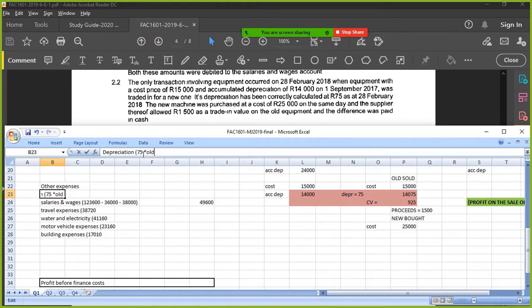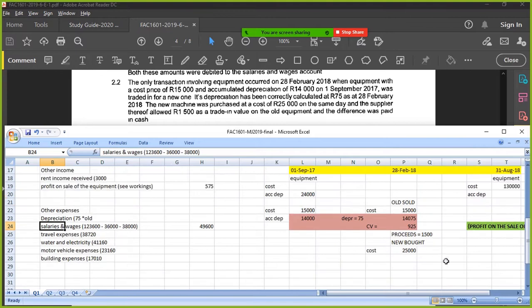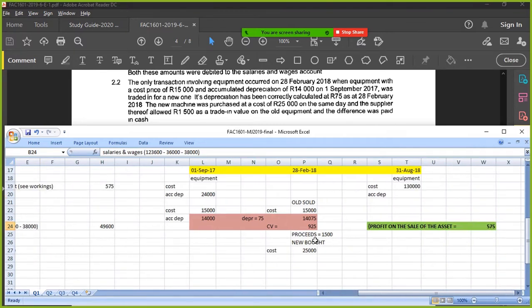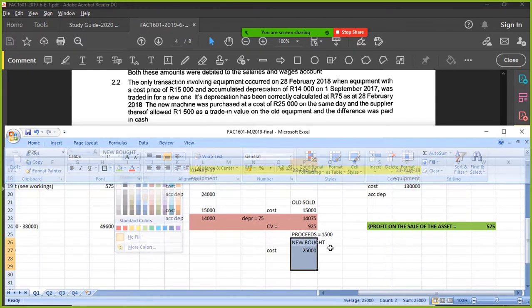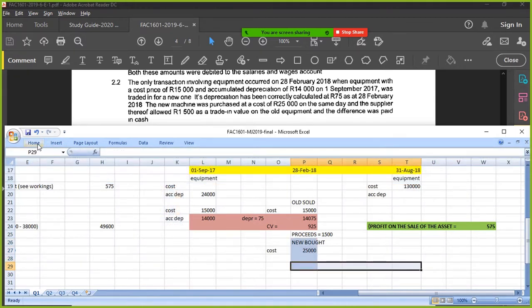75 Rand is the old. Okay. All right, so let's go back. Proceeds, I've looked at. I've got the profit on the sale. Okay, you bought a new asset. This new asset will be used for how many months? February you don't count, so you only count March. Okay, so March, April, May, June, July, August. I count 6 months.